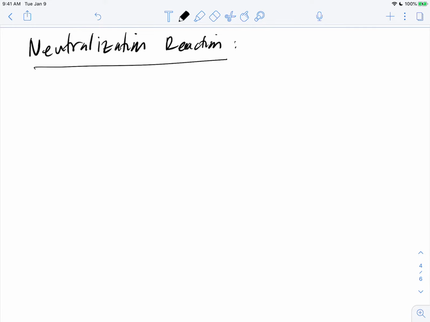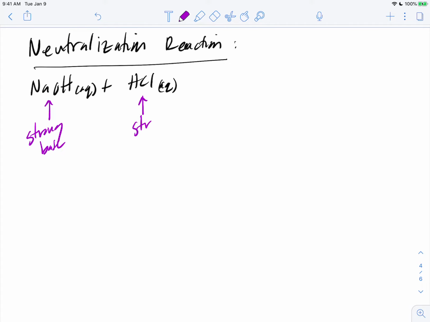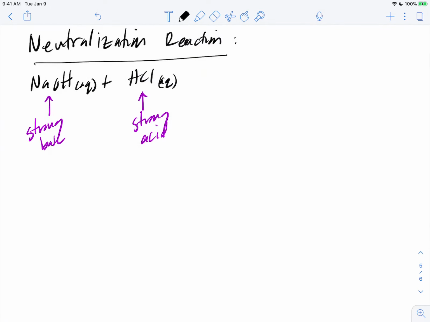So we have, in this case, let's say, we'll do NaOH aqueous plus HCl aqueous. So we have NaOH is a strong base. HCl is a strong acid. And so this solution, so imagine that we actually have a solution.